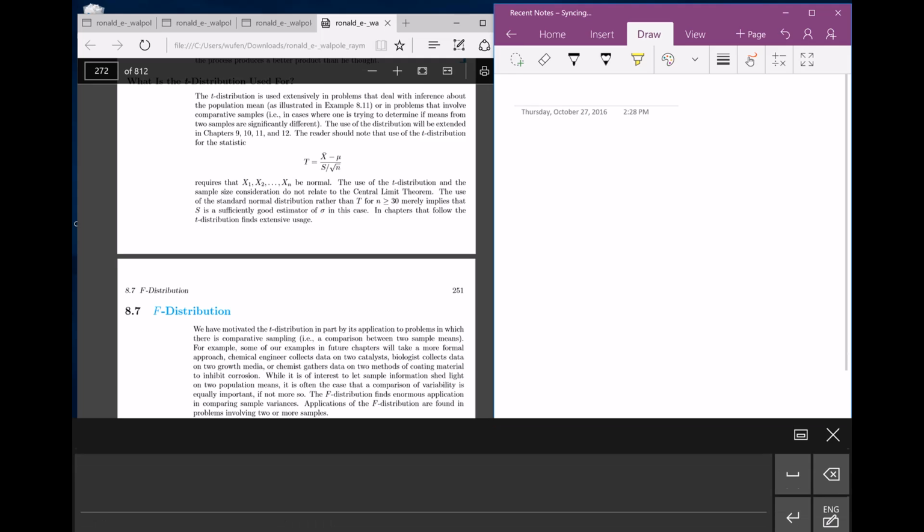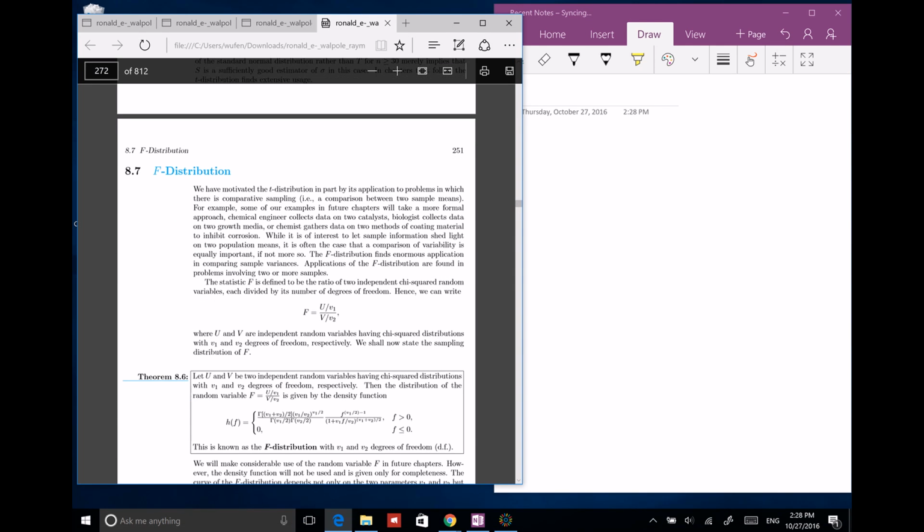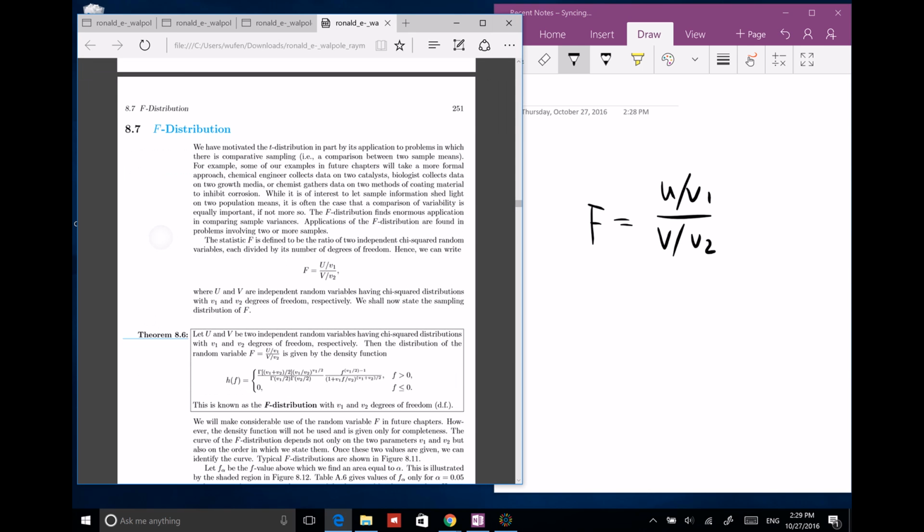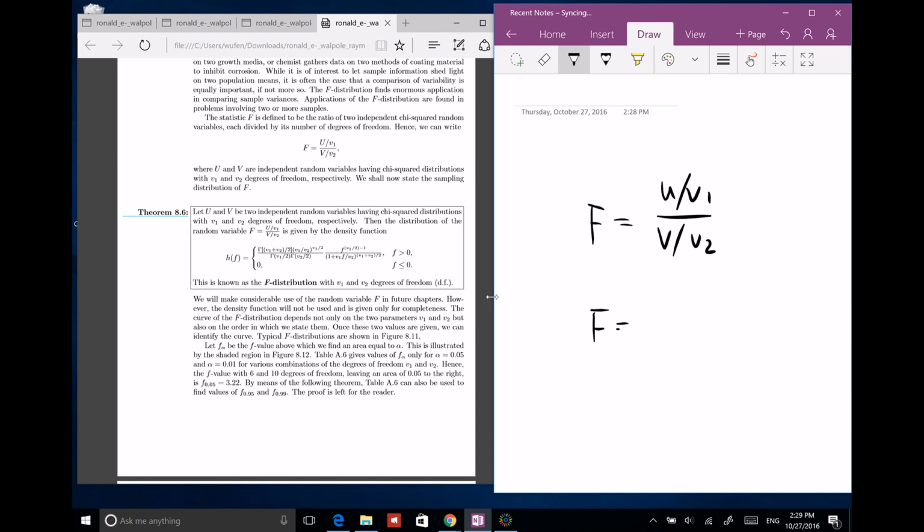so next page we're going to look at the F distribution. F distribution is U over V1 over V over V2. So what is F distribution? You can think about F distribution as the sample variance S1 square over S2 square, two samples' variance. Okay. Now U and V be two independent random variables having chi-square distribution with V1 and V2 degrees of freedom respectively. Then the distribution of random F is given by a density function.